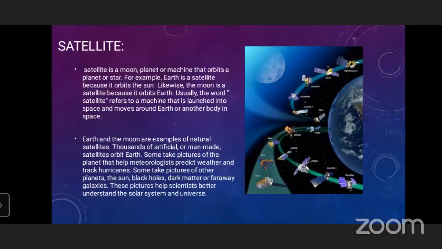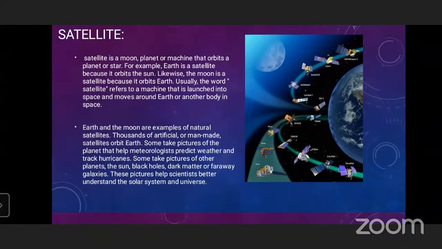Earth and the moon are examples of natural satellites. Thousands of artificial or man-made satellites orbit Earth. Some take pictures of the planet that help meteorologists predict weather and track hurricanes. Some take pictures of other planets, the sun, black holes, dark matter, and faraway galaxies. These pictures help scientists better understand the solar system and universe.